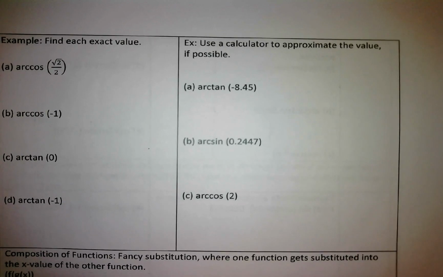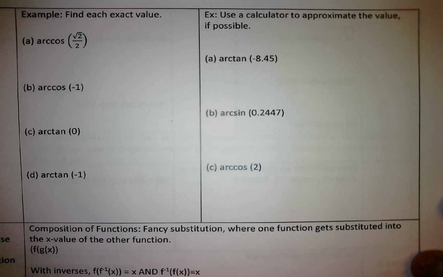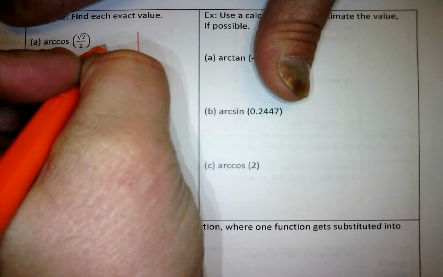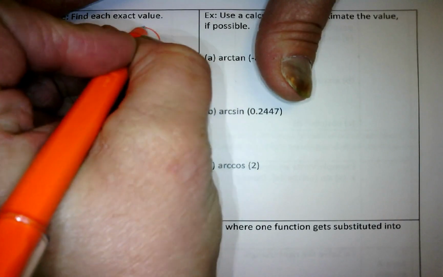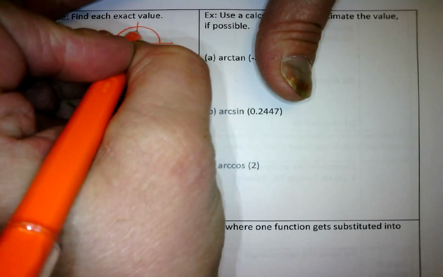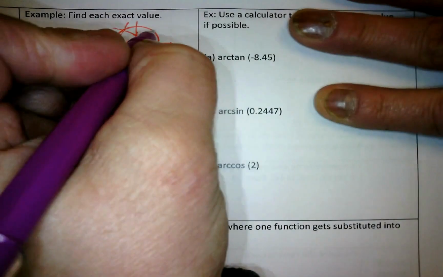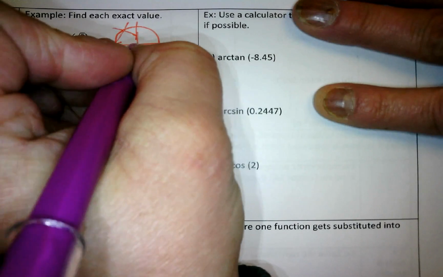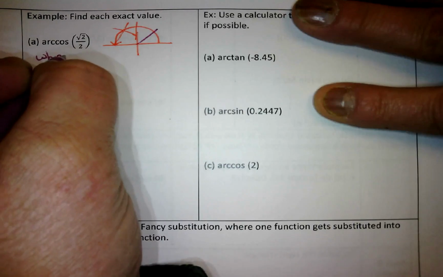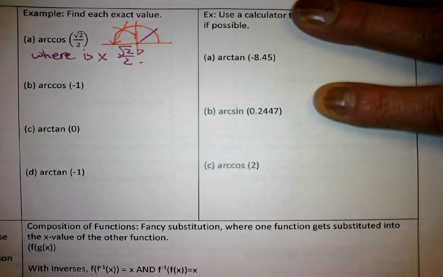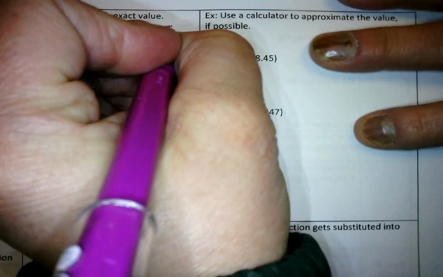So this one says arc cosine of √2/2. Since it's arc cosine, we're going to be using our values from 0 to pi. It's a positive value, so it's not going to be here. So we know it's going to be over here. And now we need to find where is our x value. So where is x √2/2? That's what it's asking us. Okay, so x is √2/2 at pi/4. So that's our answer.